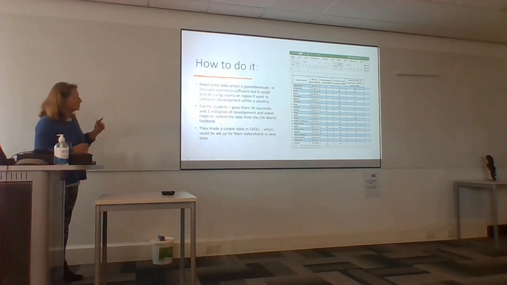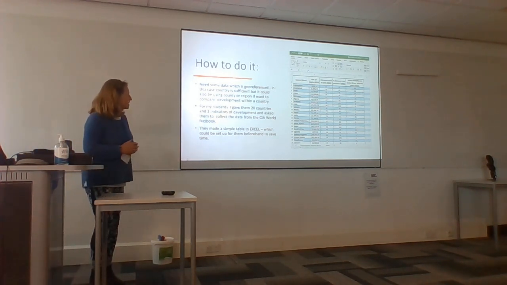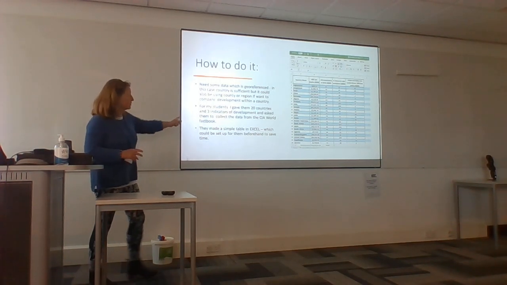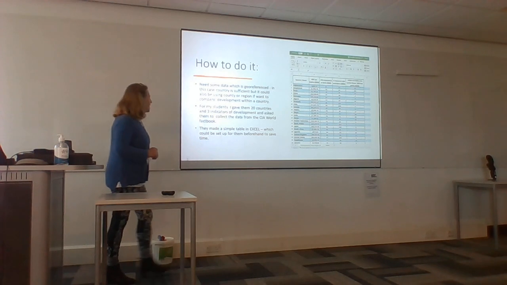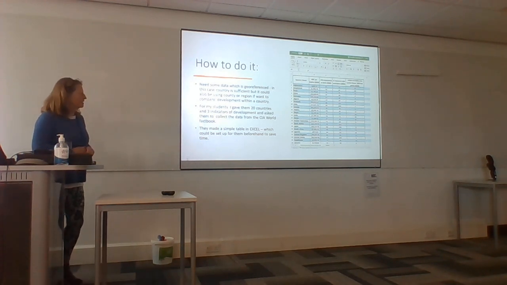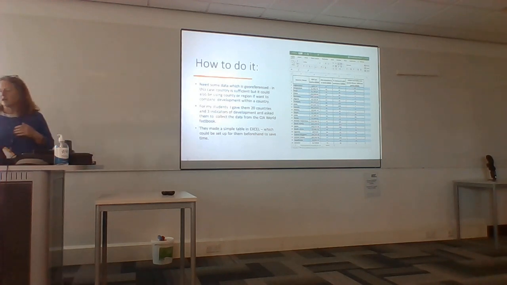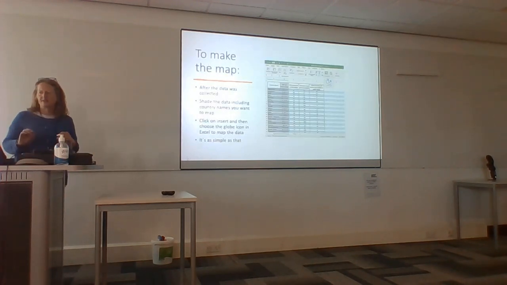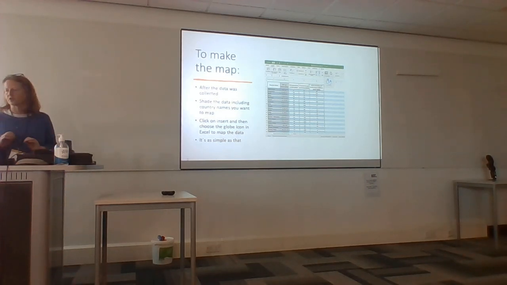So for her students, she gave them only 20 countries and 3 indicators, as you can see across on the Excel spreadsheet. And she took it from the CIA World Factbook. And they made a simple table in Excel, which can be set up beforehand, and then you can make your choropleth map very quickly. So after you've collected the data, you shade in the area of the table that you need for the countries, as you can see there with the grey.